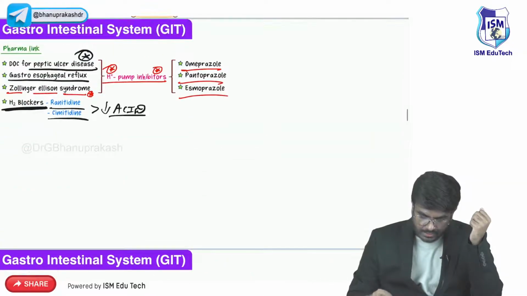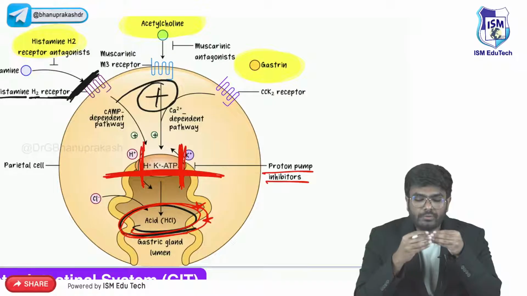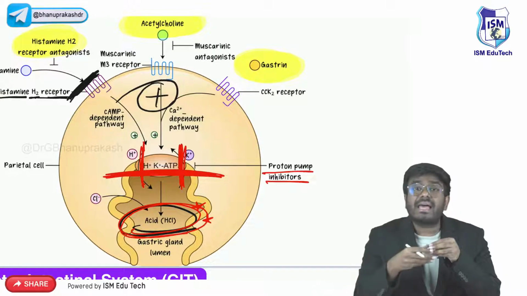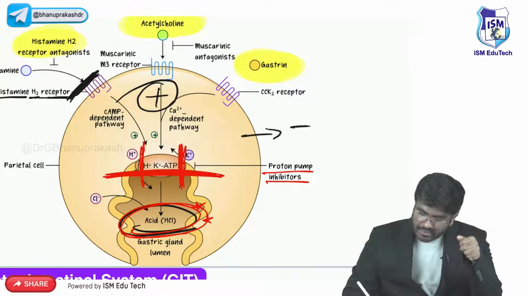Next, what else should you know? I'm just trying to integrate. This is the parietal cell, right? This is the parietal cell which produces the acid. Now you should know that this parietal cell not only produces the acid, it also produces the intrinsic factor.